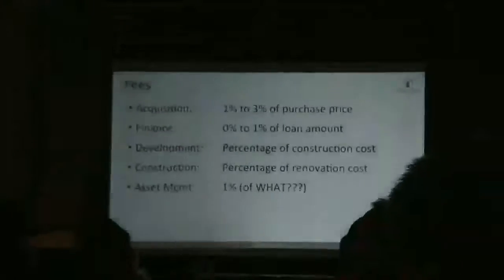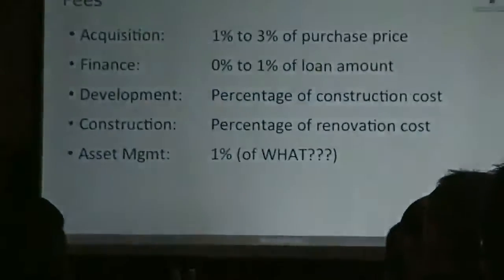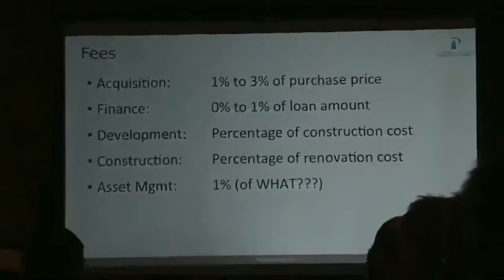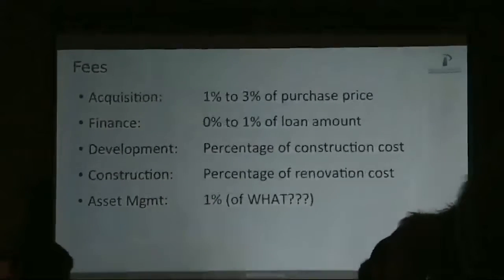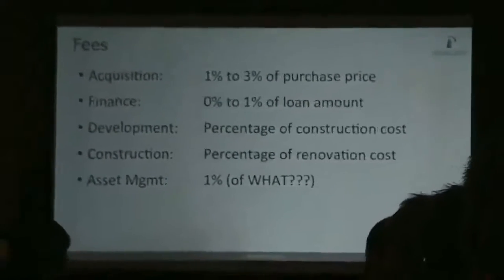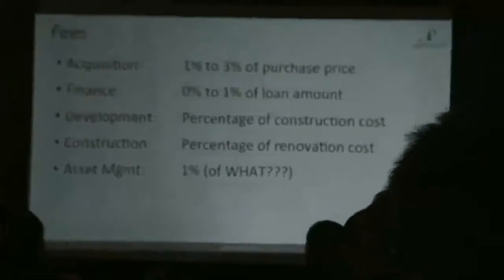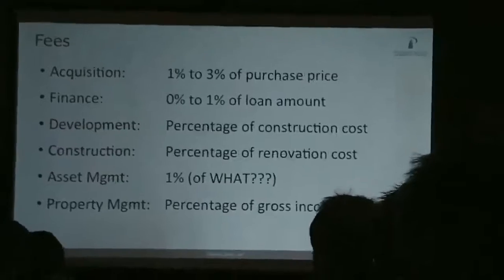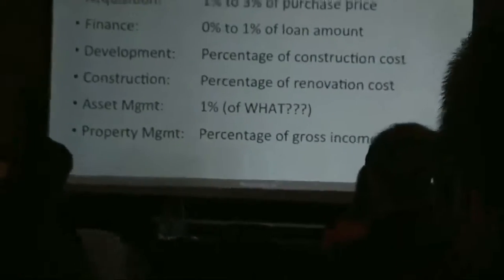And nobody ever says. So it could be 1% of the gross income. It could be 1% of the purchase price every year. It could be 1% of the debt plus equity. It could be 1% of the equity. What is it? So we always want to ask that question when it says there's a 1% asset management fee. 1% of what? Ours are 1% of gross income, which is the lowest of all the different methods of calculating them. And then property management is market rate, so it just depends on what they're managing.